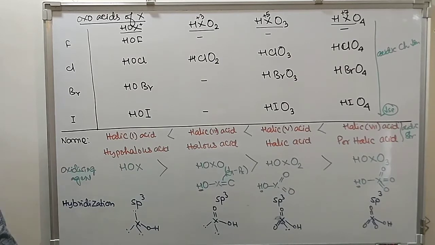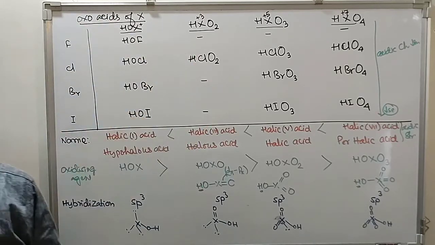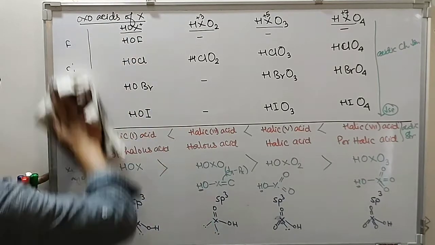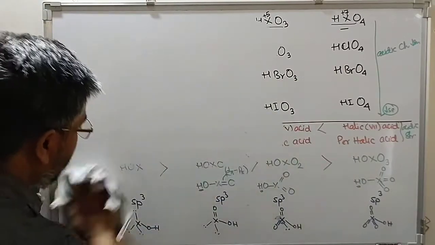So these are some of the important properties or compounds of halogens. And one more important thing that is left is inter-halogen compounds. So should I write this? Yes. So let's go to inter-halogens.